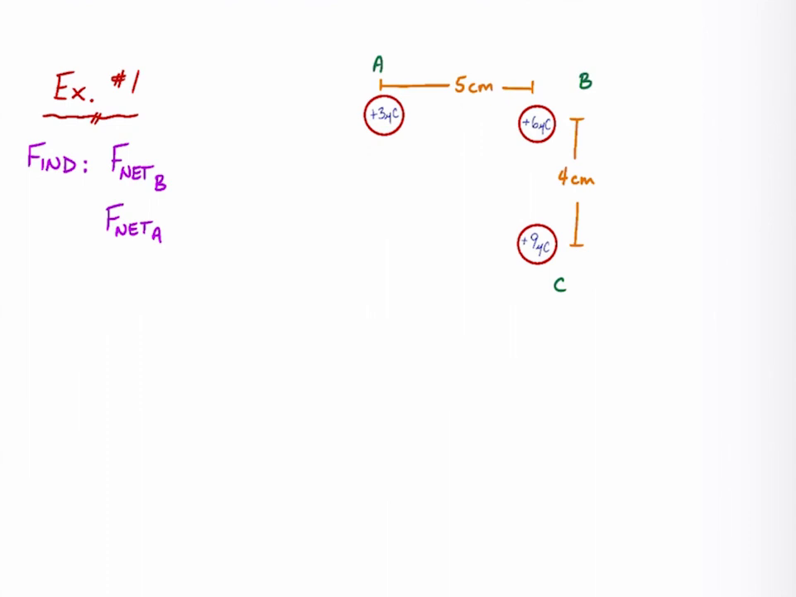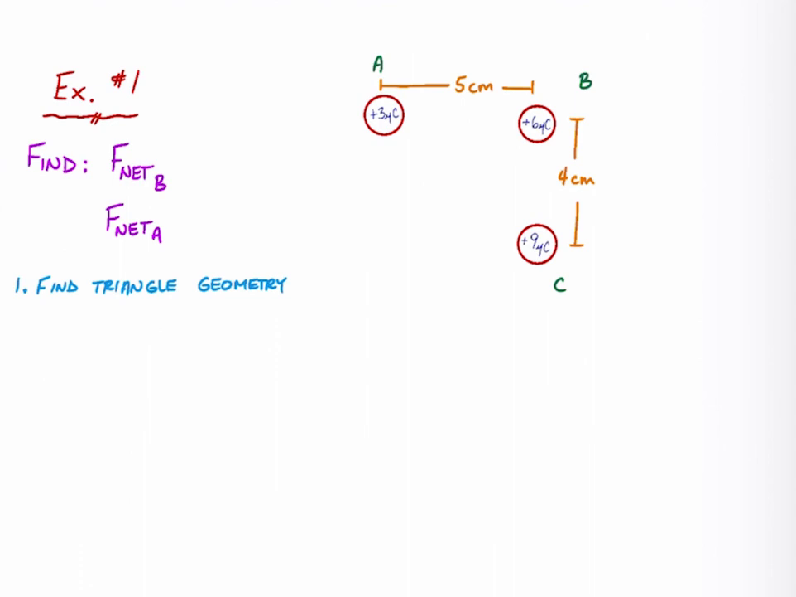So the way we do that, there's a few different ways, but I'm going to show you my recommended method. We'll apply it to both find the net force on B as well as the net force on A. You could certainly apply it to find the net force on C, but I'll show you how to find these two as an example. So in general, I highly recommend you start off by finding the triangle geometry.